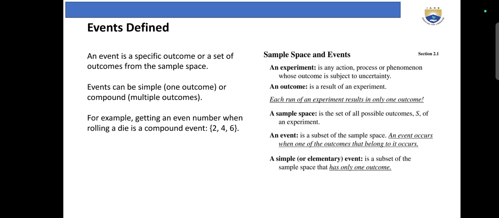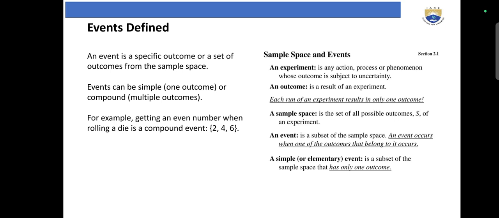Sample space and events. An experiment is any action or phenomenon whose outcome is subject to analysis. An outcome is the result of an experiment. Each run of an experiment results in only one outcome. A sample space is also the set of all possible outcomes of an experiment. An event is a subset of the sample space. An event occurs when an outcome belongs to it. An elementary event is a subset of the sample space that has only one outcome. The sample space is denoted by the letter S.